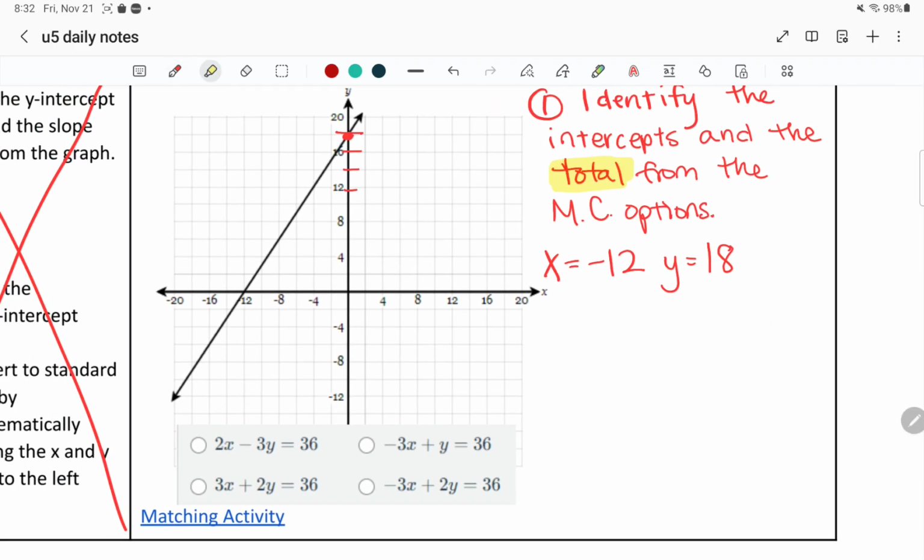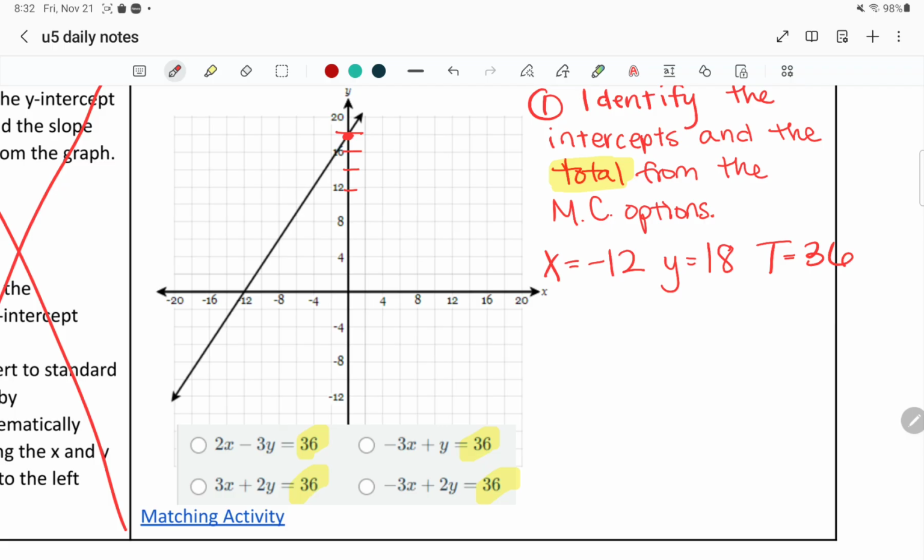The total is going to be the number that's the same in all of these. That's going to be the number we're shooting for. And I'll show you why this works in a second. So we're going to call it capital T for total, and it is 36 for this one.